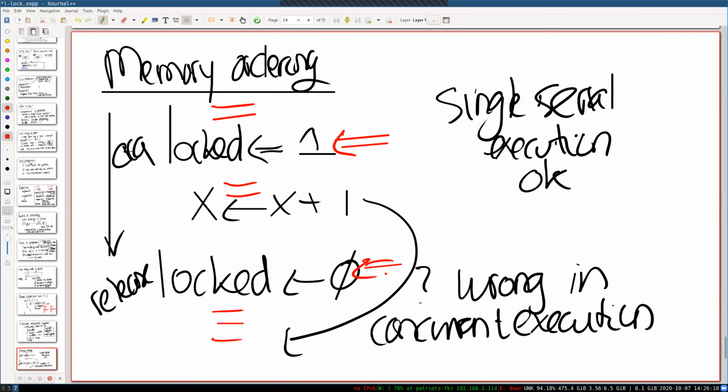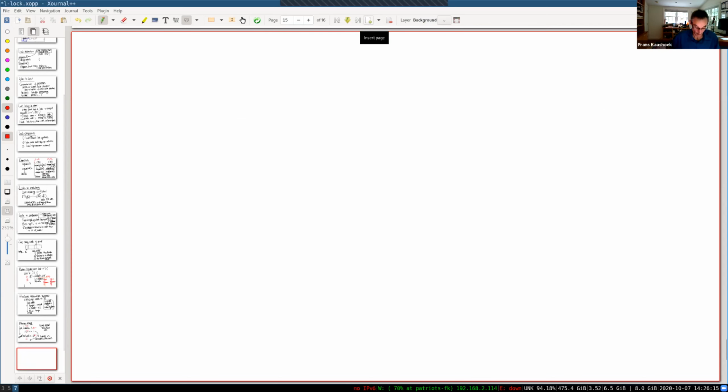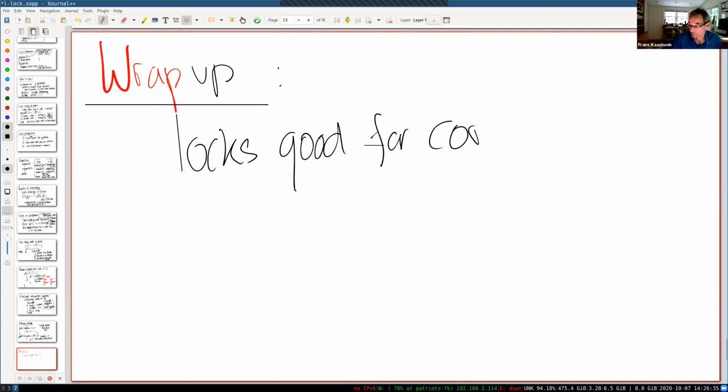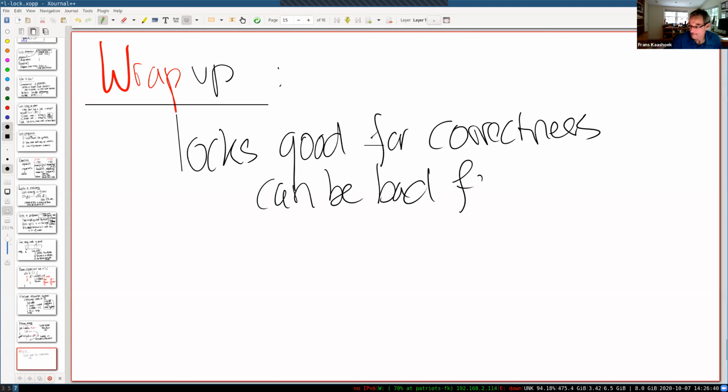Okay. So I'm running close to the end, so let me just wrap up here. Locks are good for correctness, but can be bad for performance. Which is sort of a bummer, correct?